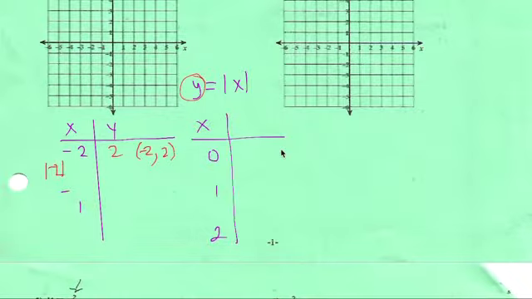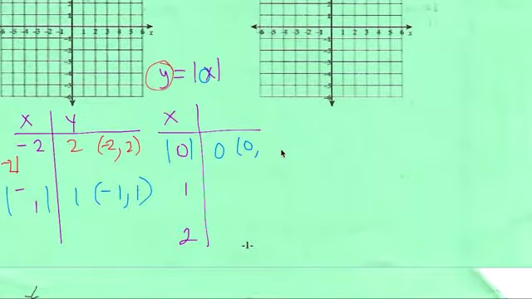Okay. Substitute in -1 into where x is. Find the absolute value of -1. Your answer is 1. So -1, answer is 1. Input 0 into there, put 0 there. So absolute value of 0 is 0. So 0, 0.